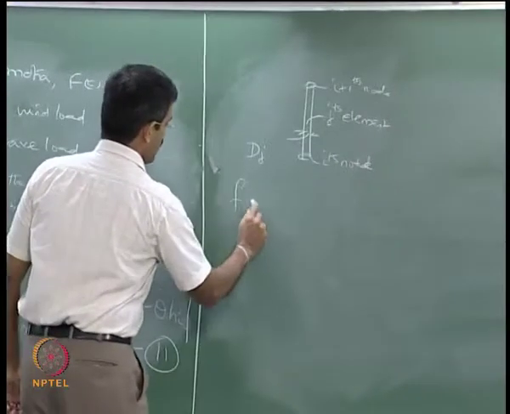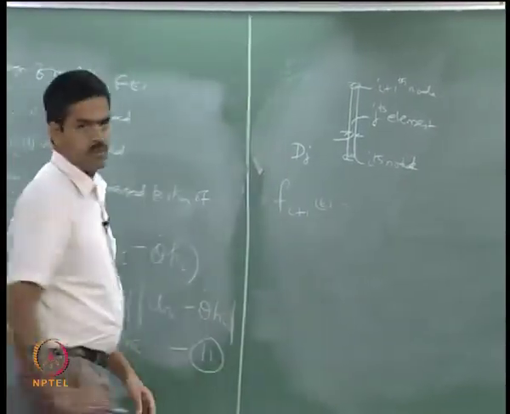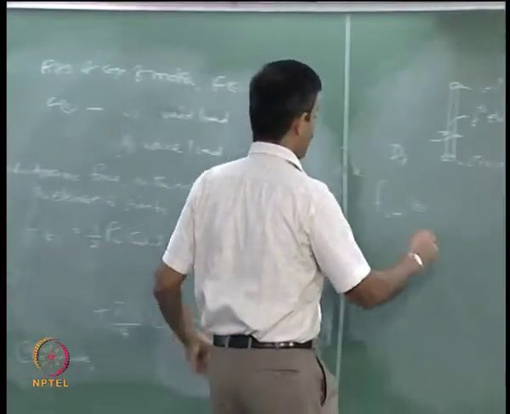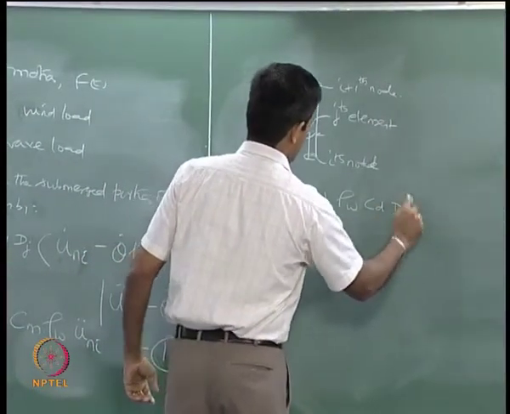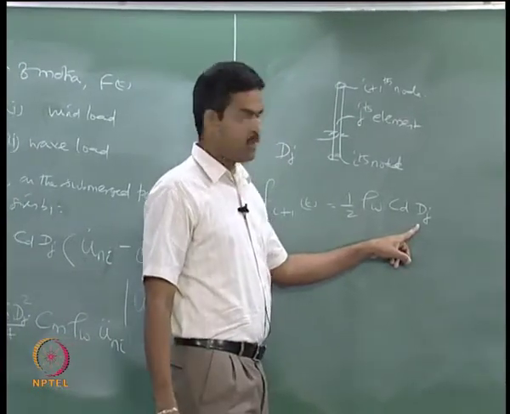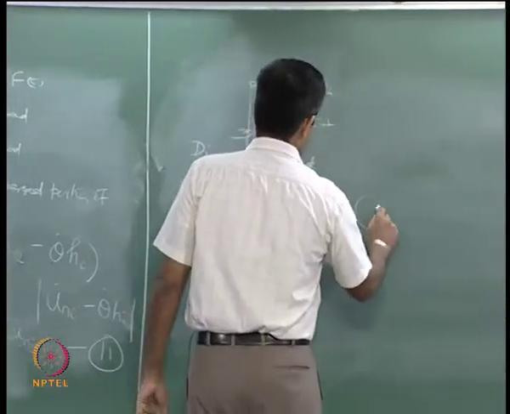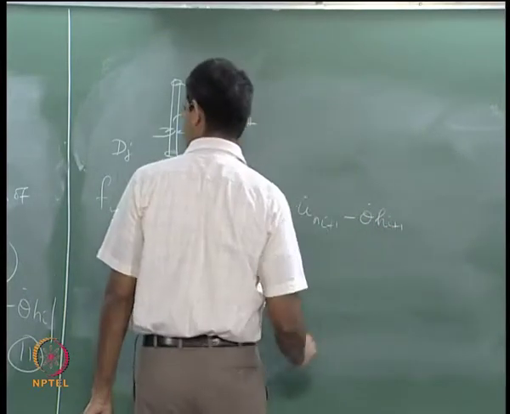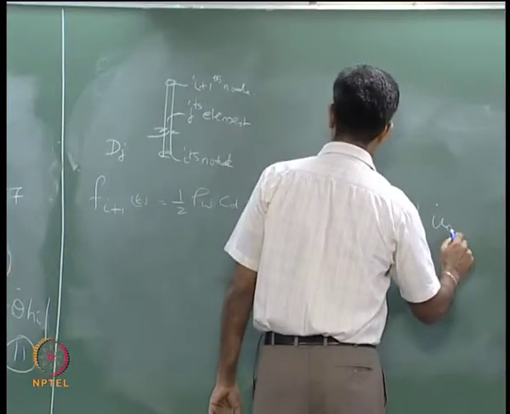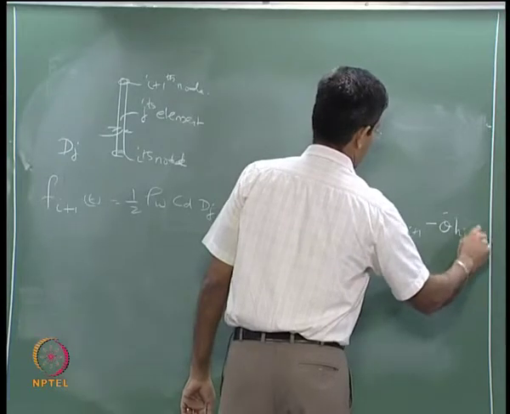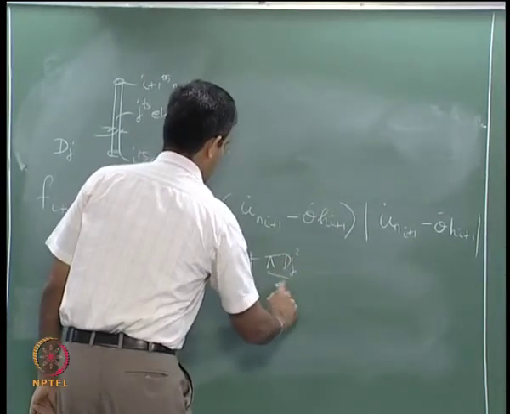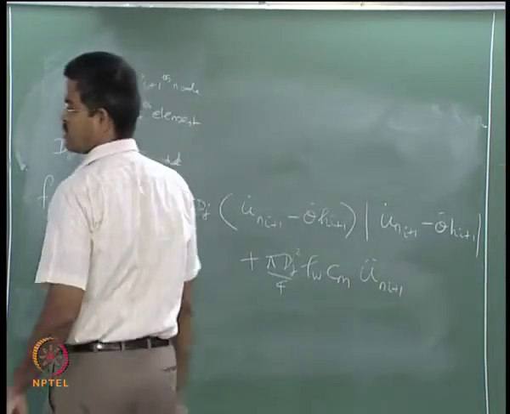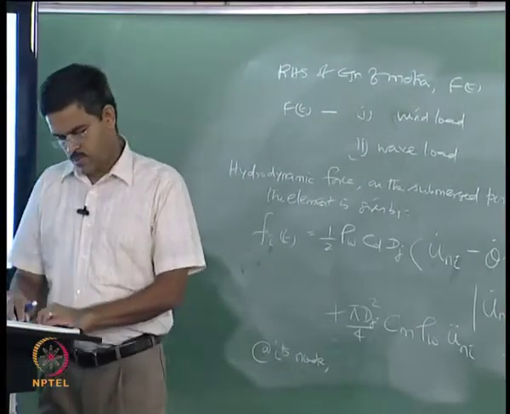First let me write the (i+1)th node. So, f of i+1 of t is given by, simply replace all this with i+1, half rho w CD d_j, and the diameter will remain the same because it is not the node, it is the member, u dot n_(i+1) minus theta dot h_(i+1), mod value, plus pi d squared by 4 rho w Cm u double dot n_(i+1). I call this equation number 12.